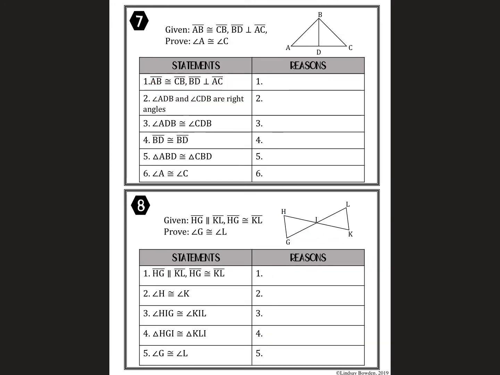For proof 7, the first reason is going to be given, and we're going to mark our figures. So AB is congruent to CB. Those are sides. They get a single tick mark. For the second one, BD is perpendicular to AC. And remember, perpendicular tells us that these are right angles that are formed. So then we say angle ADB and CDB are right angles. And that's the definition of the vocab word.